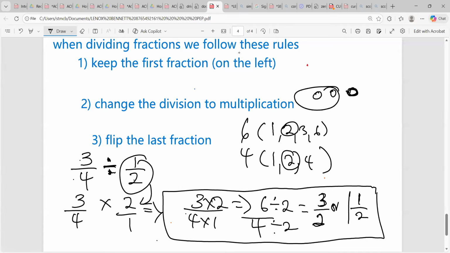Somebody said, why do we break it down? All right, why do we break it down, guys? Sometimes the answer is in its lowest term on the exam paper, so that is why we have to do it like that.